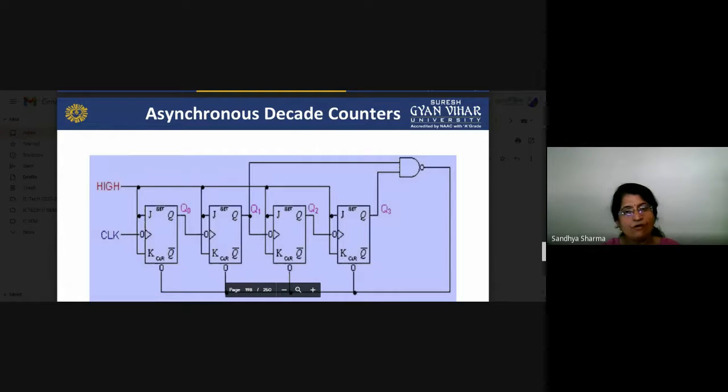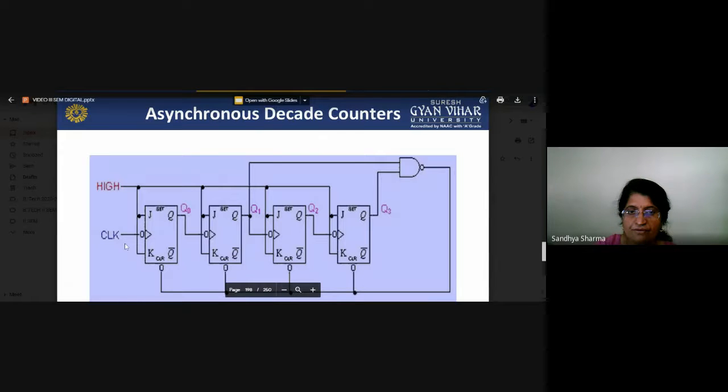So how can we design an asynchronous decade counter? If we are using 3 bits, the number of states will be 8. If you are using 4 bits, what will happen here? With 4 flip flops, your number of states will be 16, 0 to 15. But you have to design only the decade counter up to 10. You don't want to include 11, 12, 13. So how can you design such a decade counter? So here is the question. Again, you have 4 flip flops.